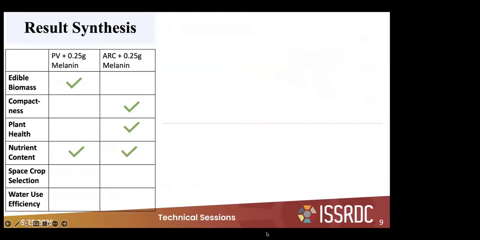Okay, so now let's bring everything together. On the left, we see the synthesis table. In our previous slides, I've already established that melanin improved edible biomass in PV, promoted compactness in ARC, may have indirectly reduced plant health in PV due to abiotic stresses, and increased nutrient contents in both PV and ARC plants.